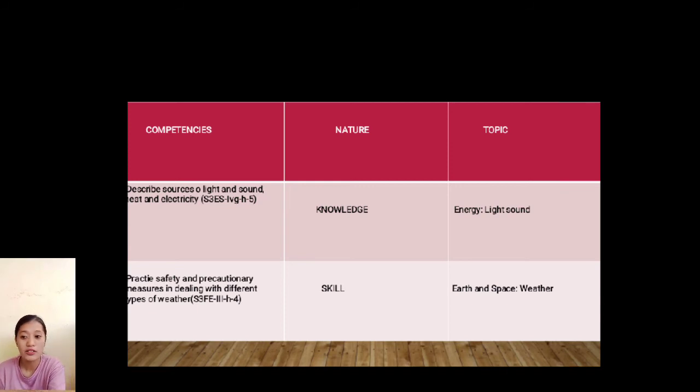So the competence is describes sources of light and sounds, heat and electricity. So the nature is all about the knowledge. The topic is all about the energy or the light and sound. The second is practice safety and precautionary measures in dealing with the different types of weather. So the nature is the skill. The topic is all about the earth and space or the weather.